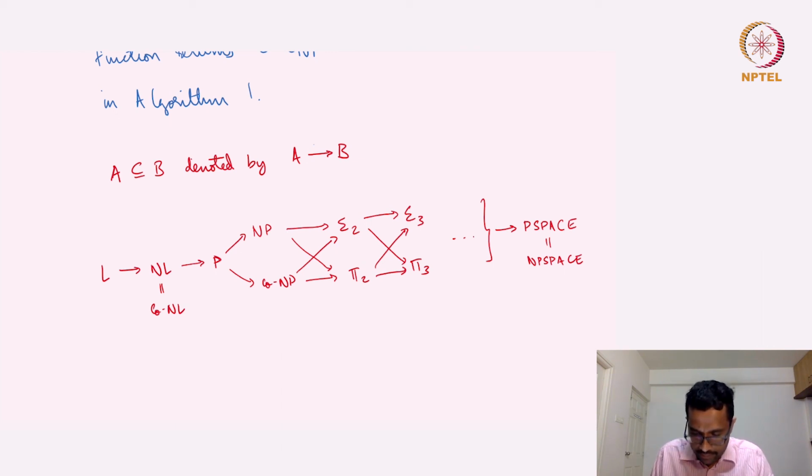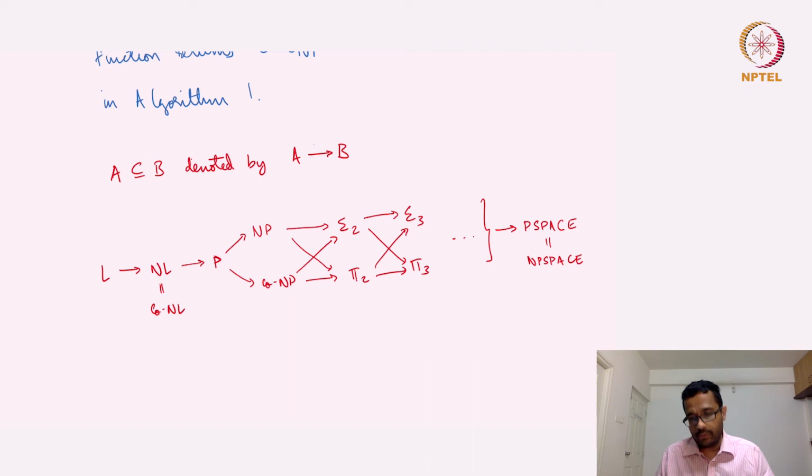And none of these arrows that I have drawn here, we don't know whether any of them are strict or equal. So L equal to NL or L is a strict subset, we do not know. NL equal to P or a strict subset, we do not know. P strict subset of NP or equal, we do not know. NP and sigma 2, we do not know, and so on. Anything NP and pi 2, we do not know. Right? The only equalities that we know are PSPACE is NPSPACE and NL is equal to co-NL.